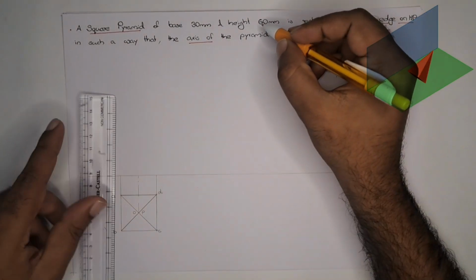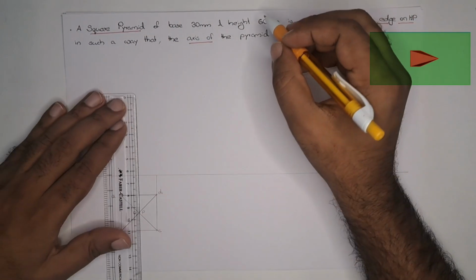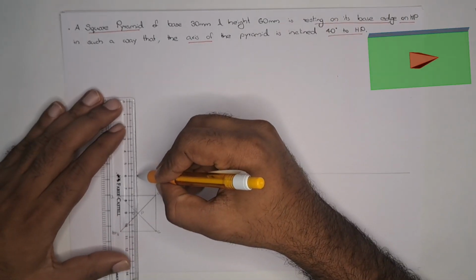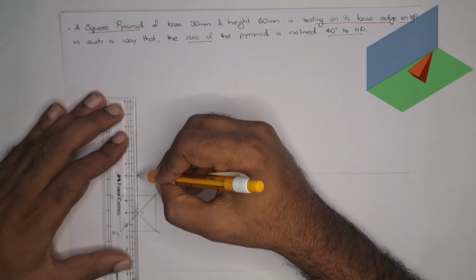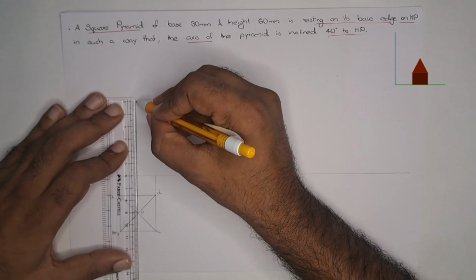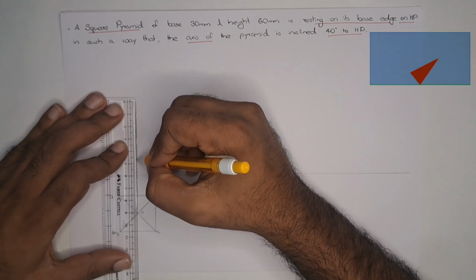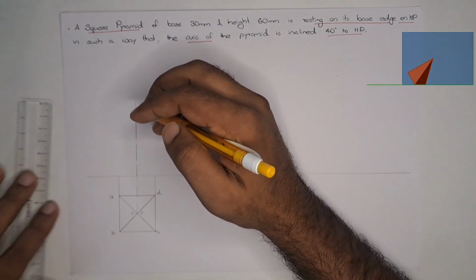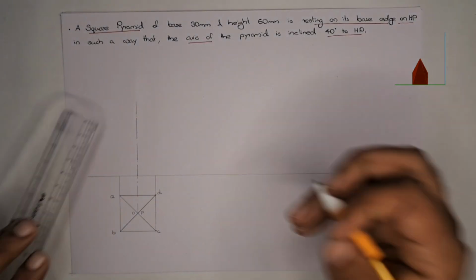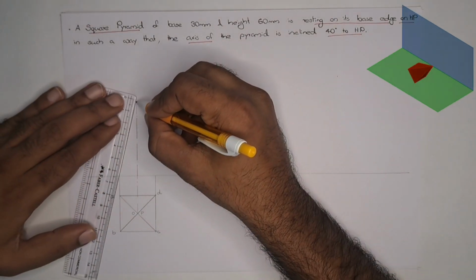Now we can plot the height since it's a pyramid. So we only plot the axis to the top. Now we connect the base from the apex.